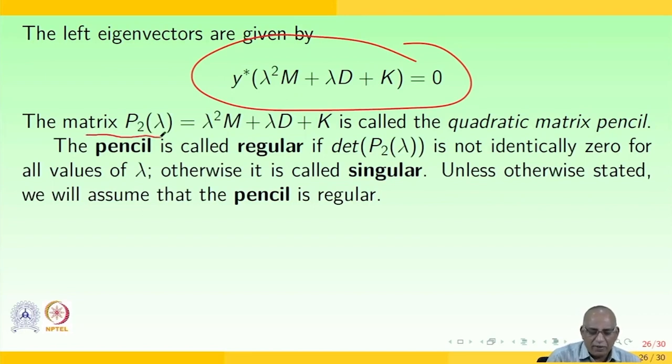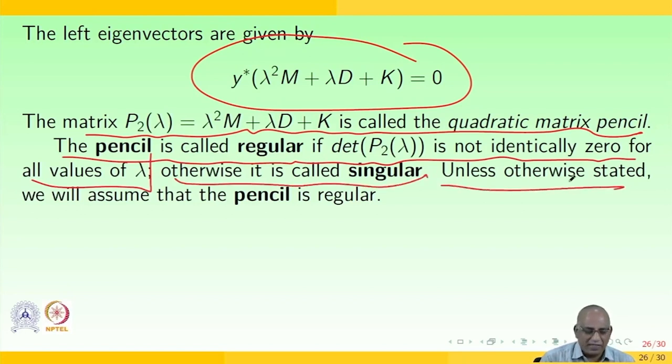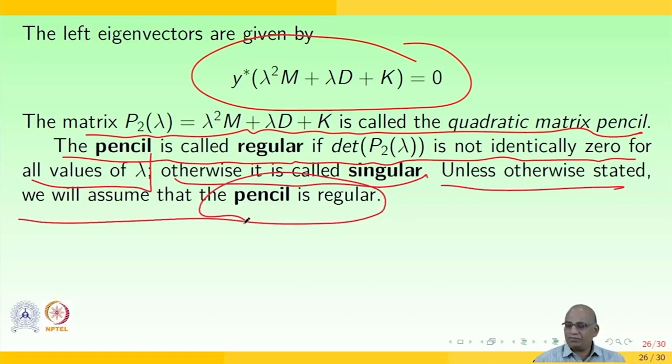The matrix P2(lambda) equal to lambda squared M plus lambda D plus K is called the quadratic matrix pencil. The pencil is called regular if the determinant of P2(lambda) is not identically 0 for all values of lambda. Otherwise, it is called singular. Unless otherwise stated, we will assume that the pencil is a regular pencil.